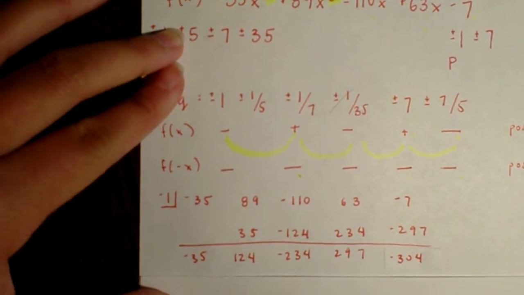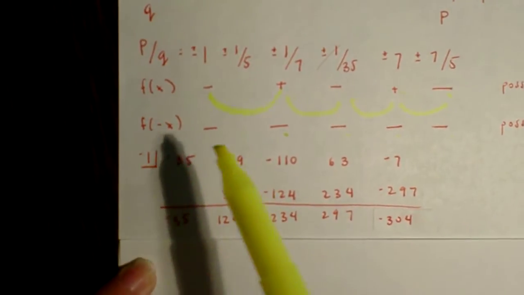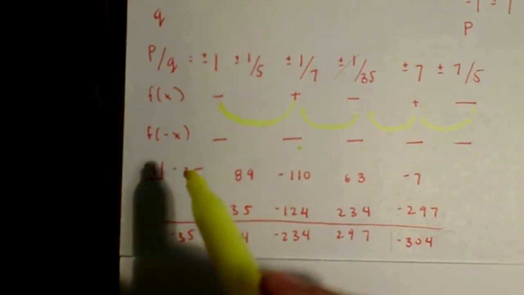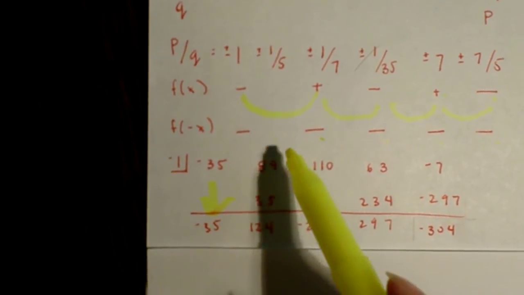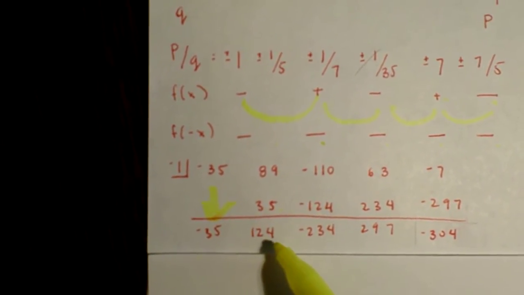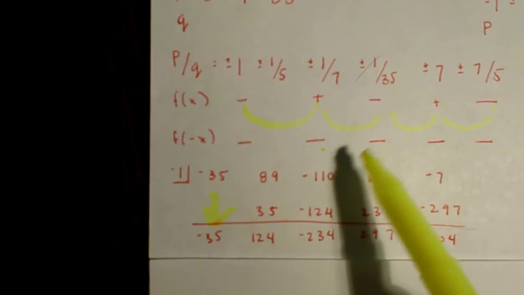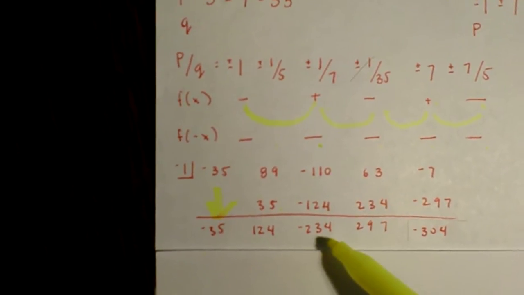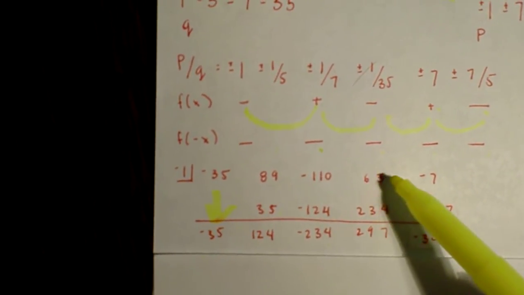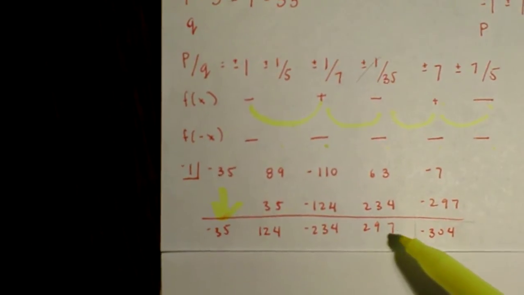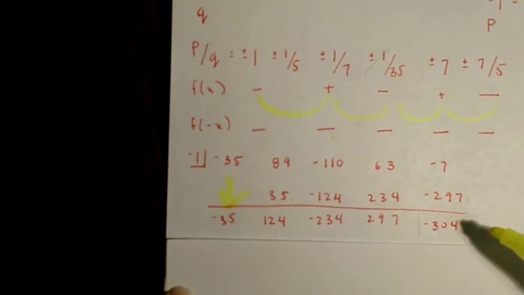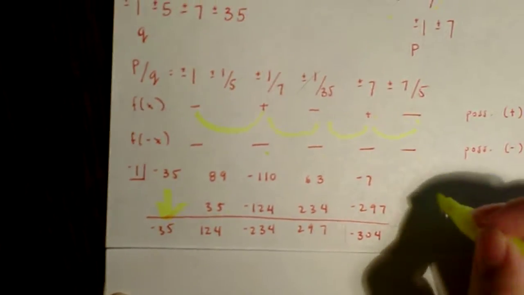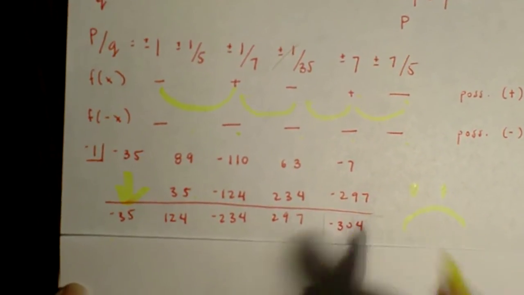Next, we're going to do synthetic division, and we're going to choose the number negative 1, and we bring down the negative 35, and we multiply it by negative 1, giving us 35. We add that together. That gives us 124. Multiply that by negative 1, gives us negative 124. You add that together. That's negative 234 times negative 1. 63 plus 234 is 297 times negative 1 is negative 297 minus 7 is negative 304. This is not a zero here because we are not given a 0.